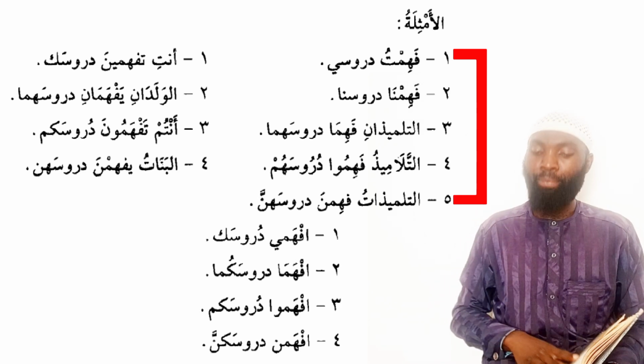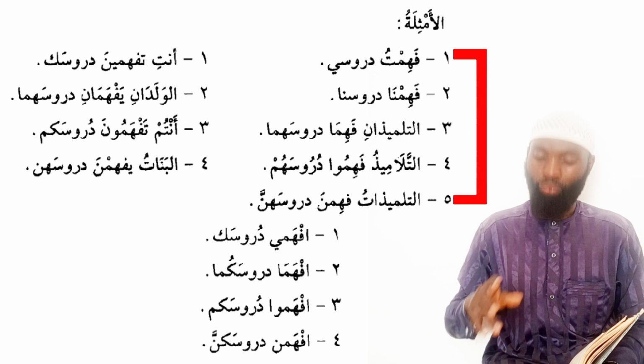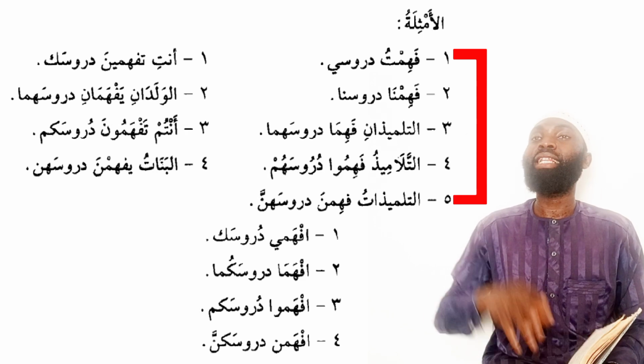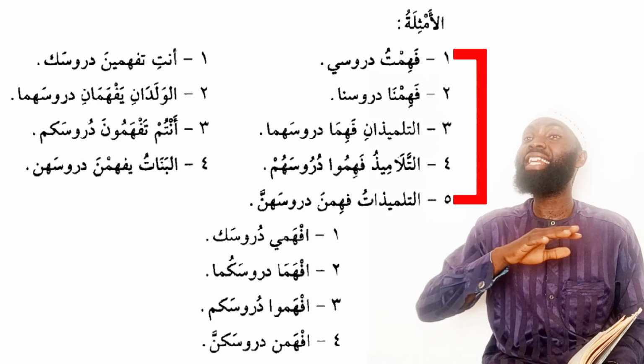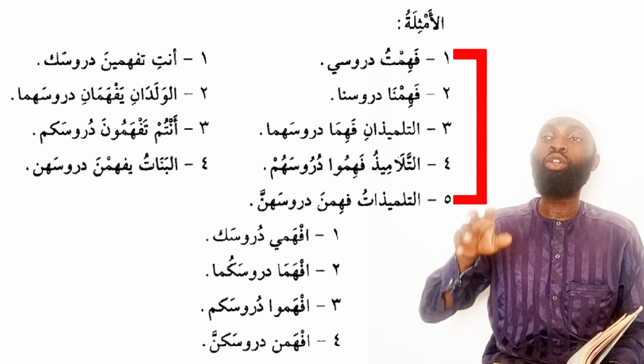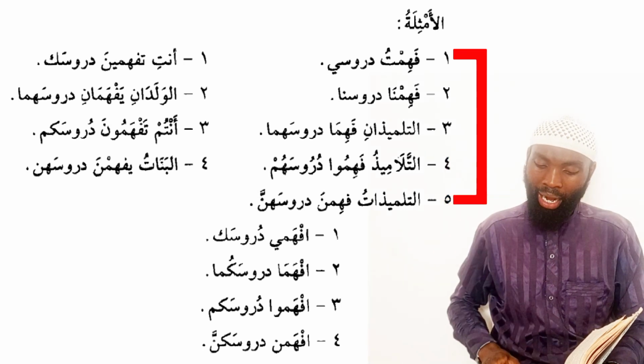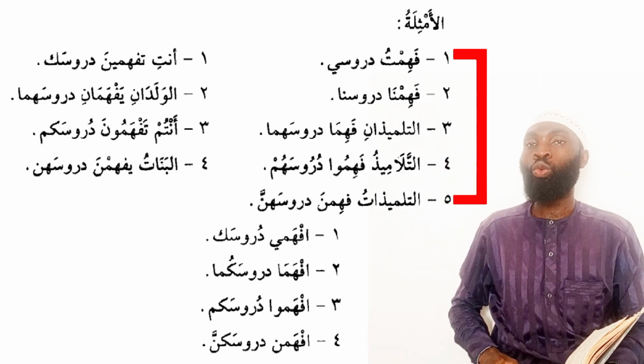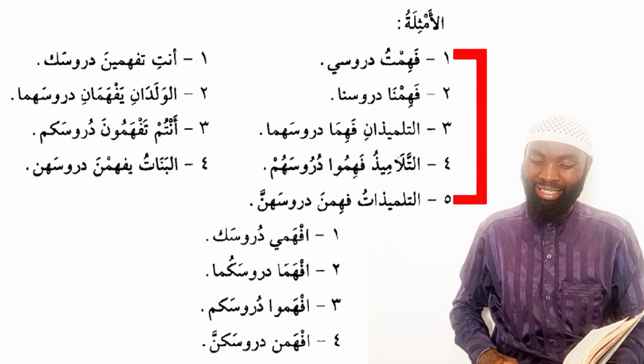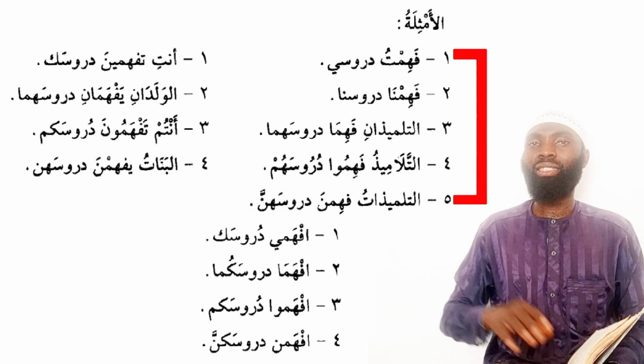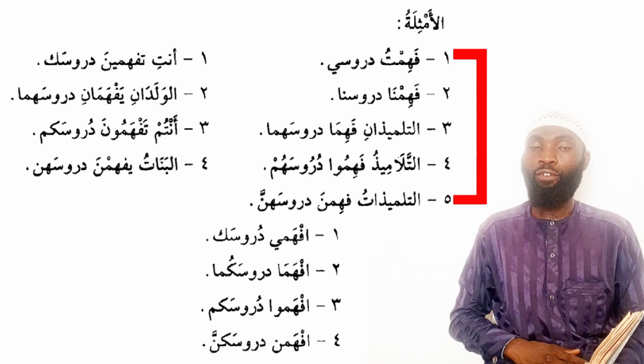Then we have at-talamidhu fahimu durusahum, the pupils understood their lessons. Fahimu, like the word qalu. Then we have at-tilmidhatu fahimna durusahunna, the female pupils all understood their lessons. Now in the second column we also have four examples.